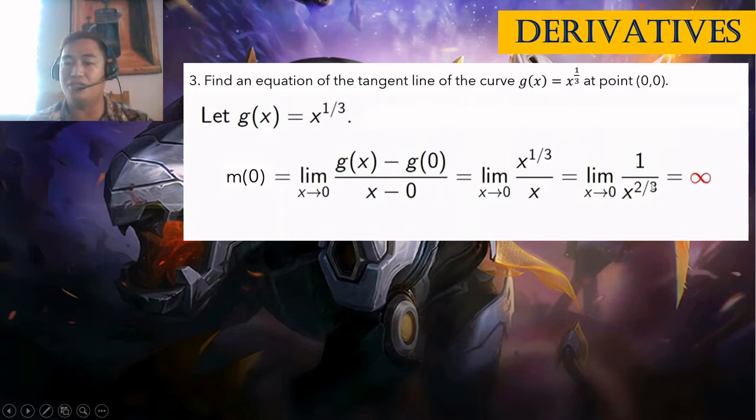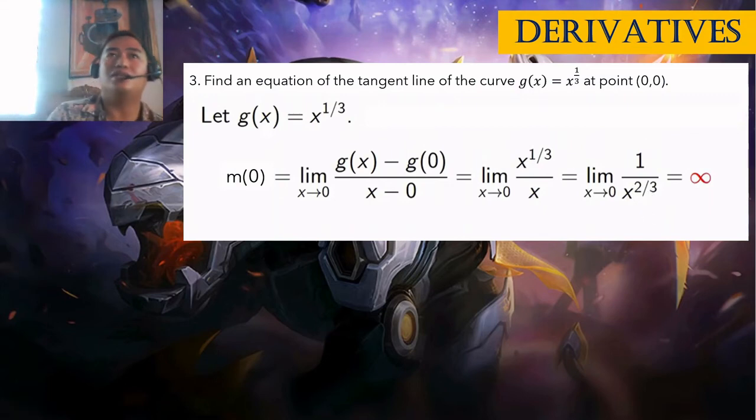Okay, and the answer for this one is positive infinity. Why is it positive? Because of the square in the 2. Next, class, there are only two cases: if the value of the limit is positive infinity or negative infinity. Okay, it is positive infinity here.